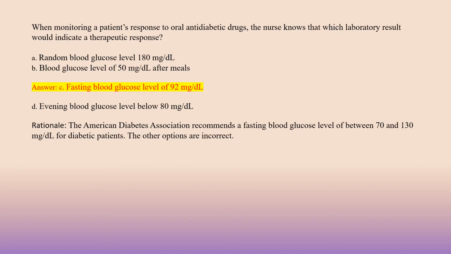Answer: C. Fasting blood glucose level of 92 mg per deciliter. Rationale: the American Diabetes Association recommends a fasting blood glucose level of between 70 and 130 mg per deciliter for diabetic patients. The other options are incorrect.